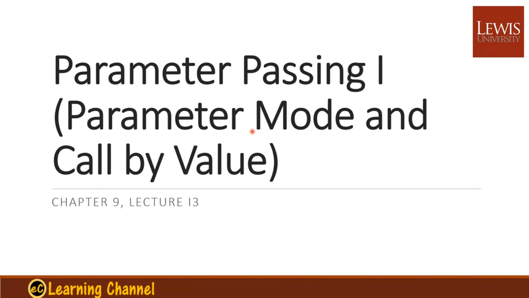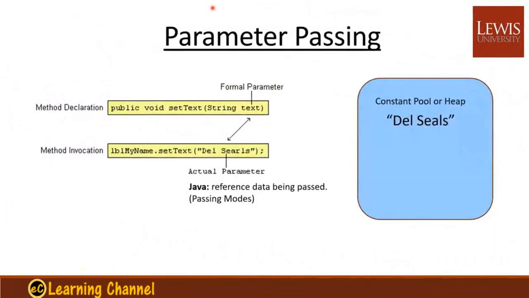Parameter passing, parameter mode, and call by value. For parameter passing, we have the formal parameter, that is the definition of a parameter that has a name and type associated with it. The actual argument is the argument that matches that formal parameter. This actual parameter is also called arguments. So that's method invocation. Java reference data being passed is a passing mode.